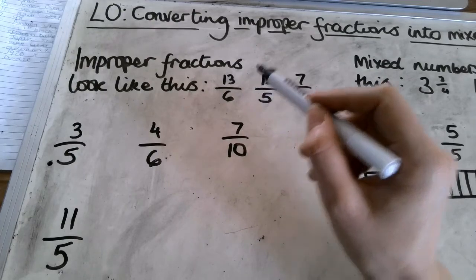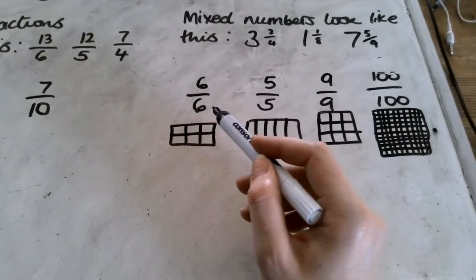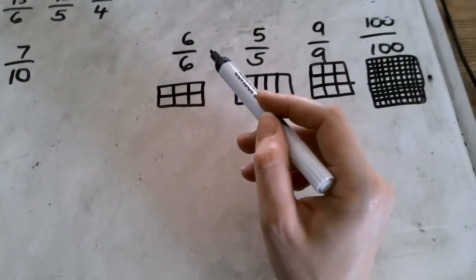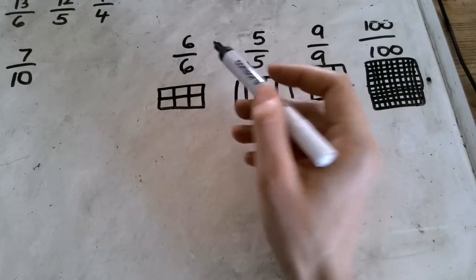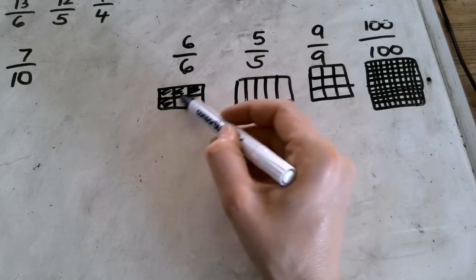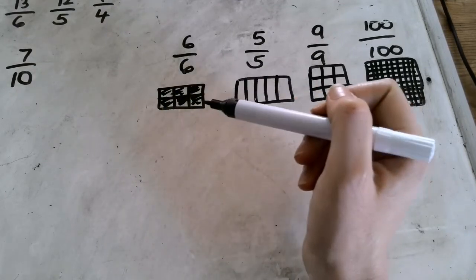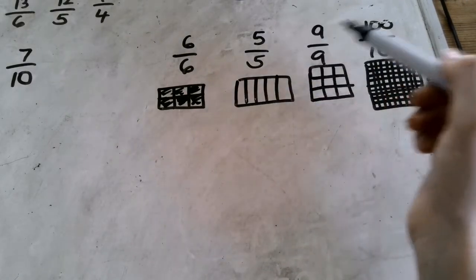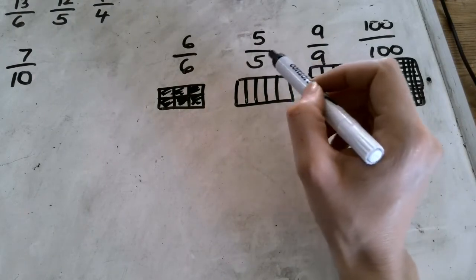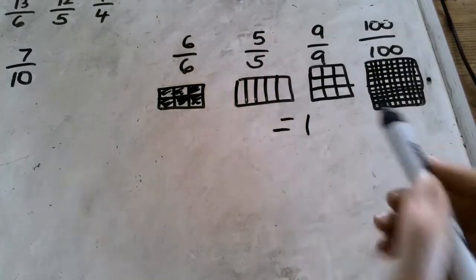Okay, fractions where the numerator is the same as the denominator means that the fraction is equal to 1. So if I had 6 sixths, 1, 2, 3, 4, 5, 6, I would have one whole rectangle shaded in. Same for 5 fifths, 9 ninths, 100 hundredths. Where the numerator and the denominator are the same, these equal one whole.